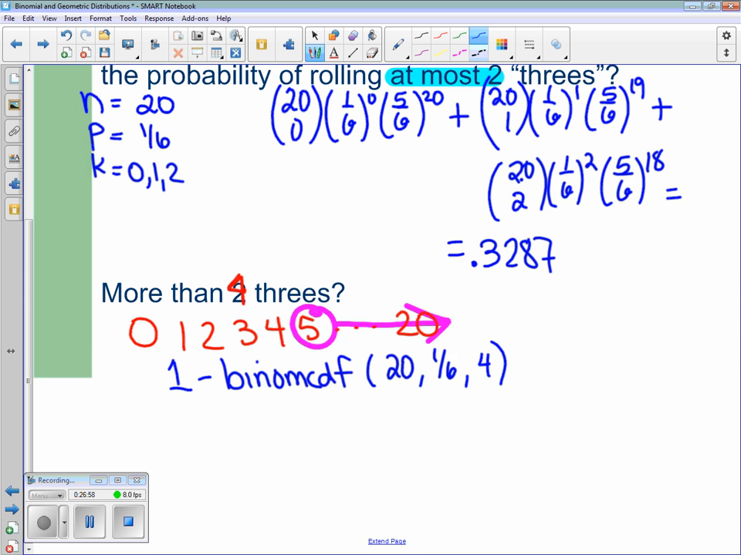If I'm looking for something less than, I don't have to use the complement because the calculator automatically does that part for us. If I am looking for a greater than, I do have to use the complement. And you have to be careful because it's 5 or more, we have to put a 4 here. Okay? So tell me what the answer is.